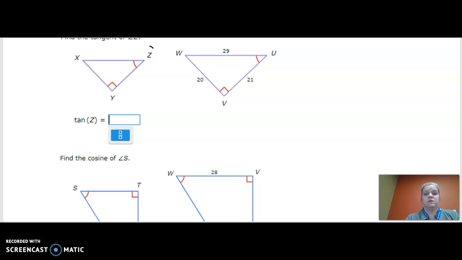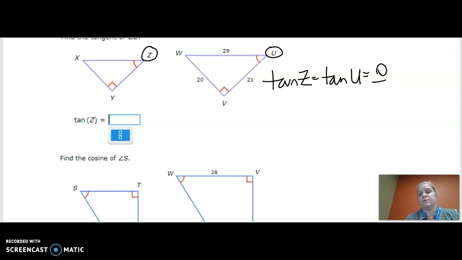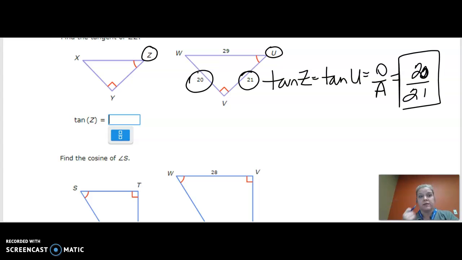So tan Z, Z and U. If I'm looking for tan Z, that's the same thing as tan U. Tan is opposite over adjacent. Here's opposite, here's adjacent. So it's 20 over 21. And that does not reduce, so that is the answer.